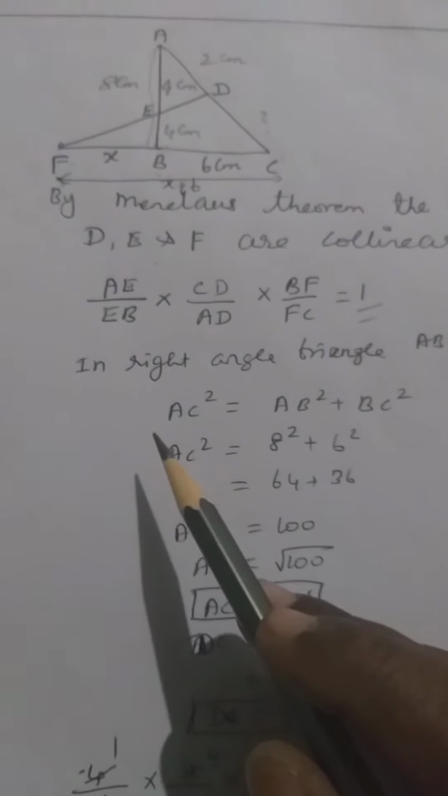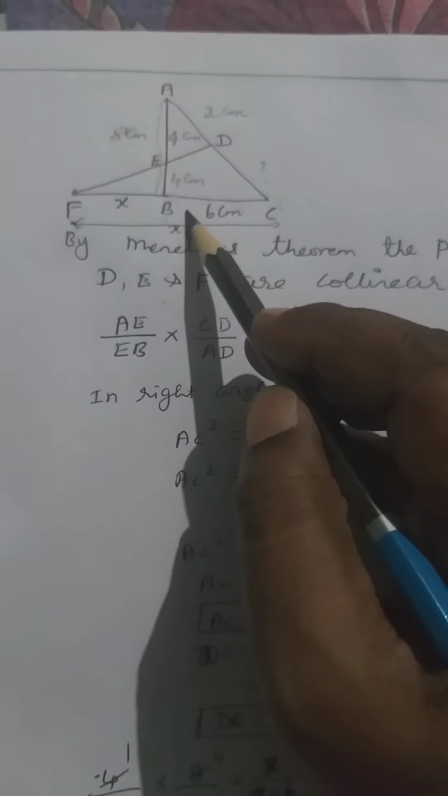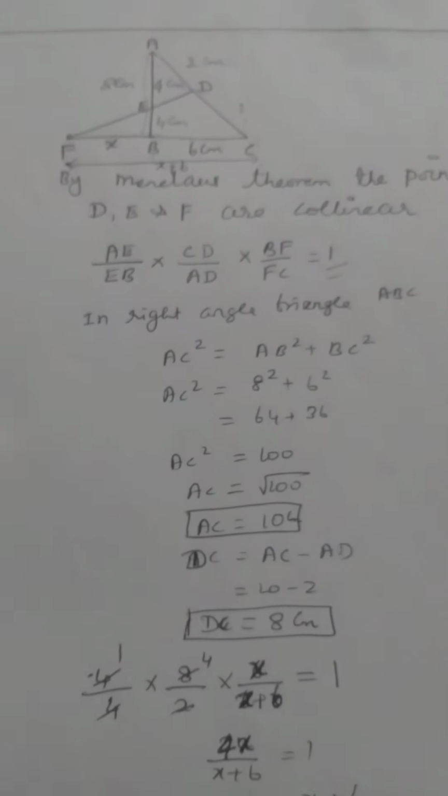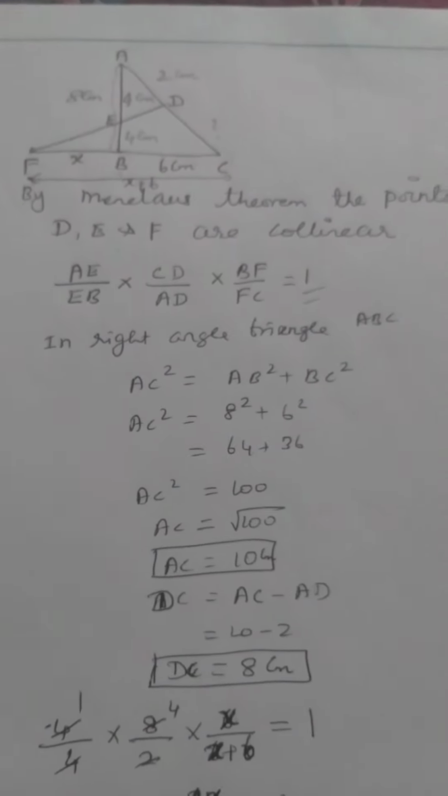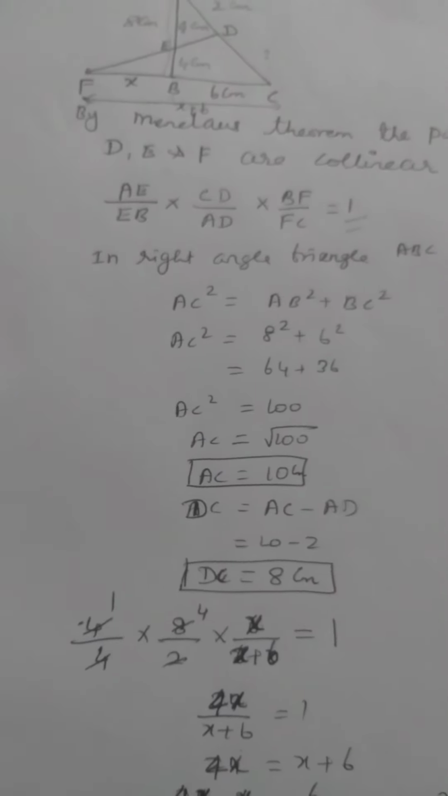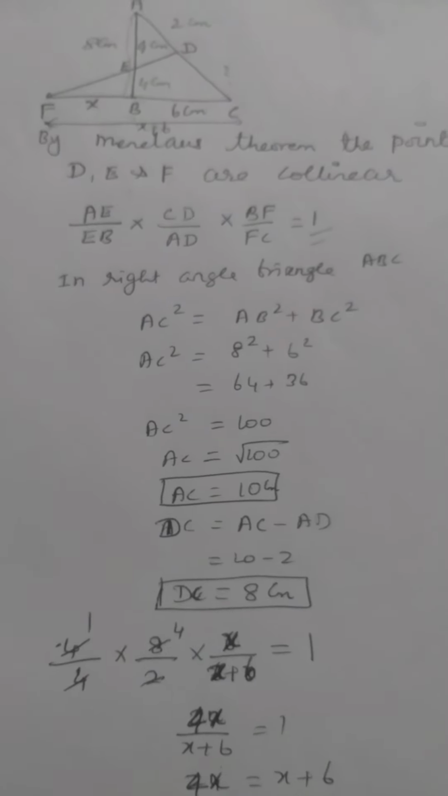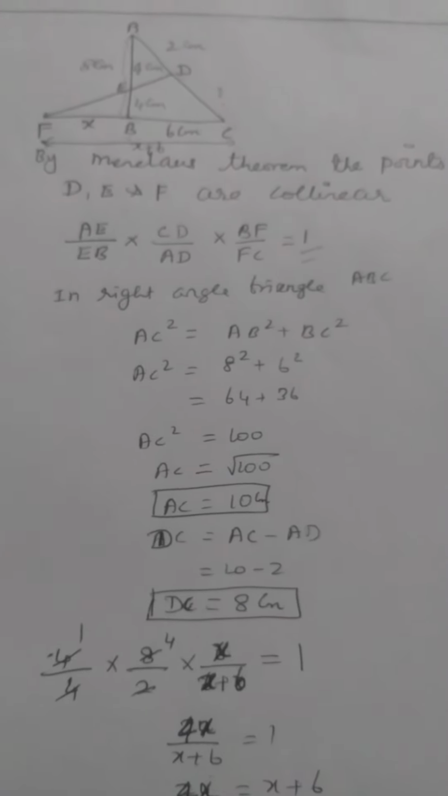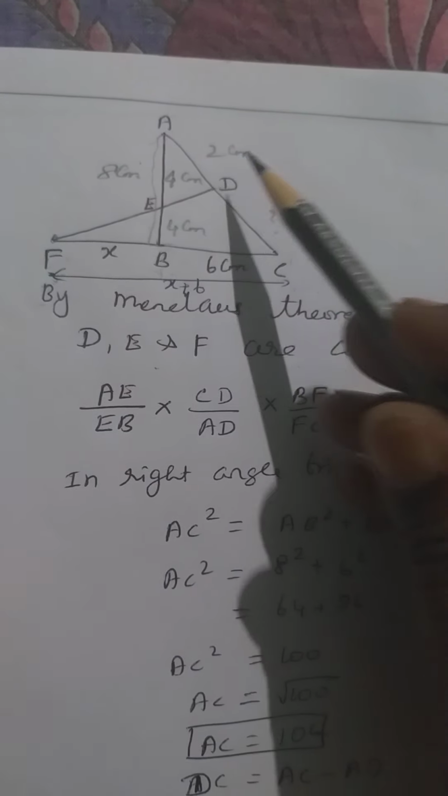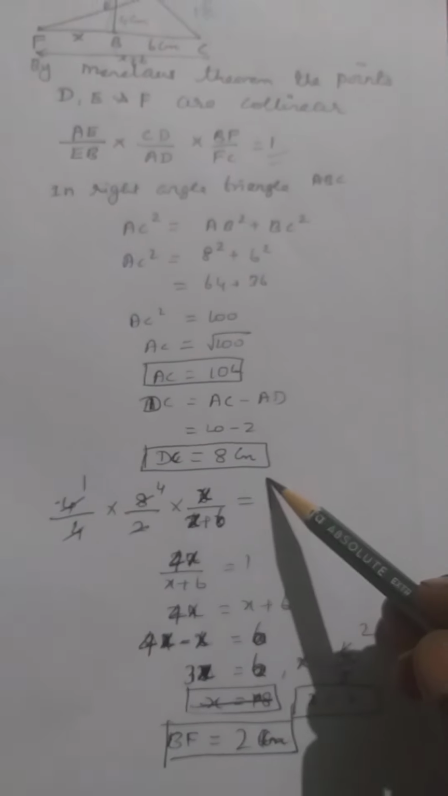In right angle triangle ABC, this length is 4 and the total length is 8. Therefore AC squared is equal to AB squared plus BC squared, which is 8 squared plus 6 squared, that is 64 plus 36. You get AC squared equal to 100, so AC is the square root of 100, which is 10. Now find DC. AD is 2 and the total length is 10, so DC is equal to 8.